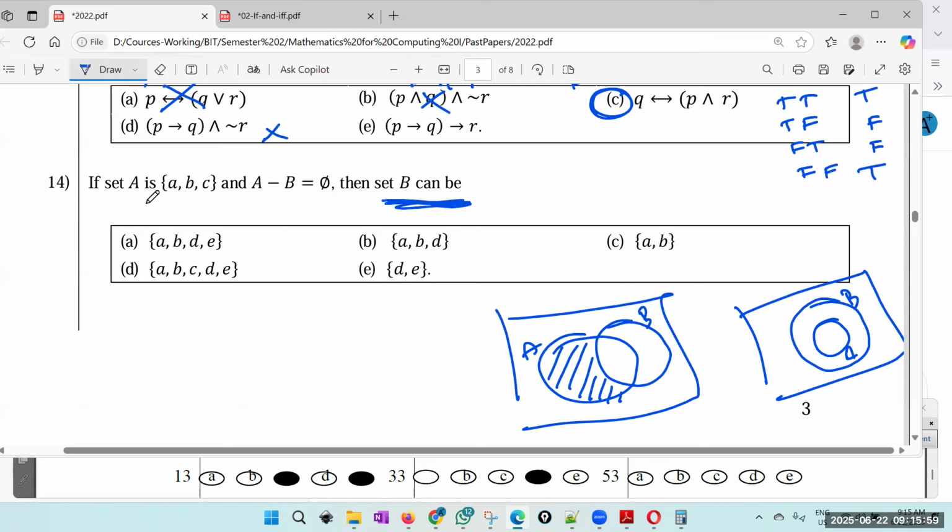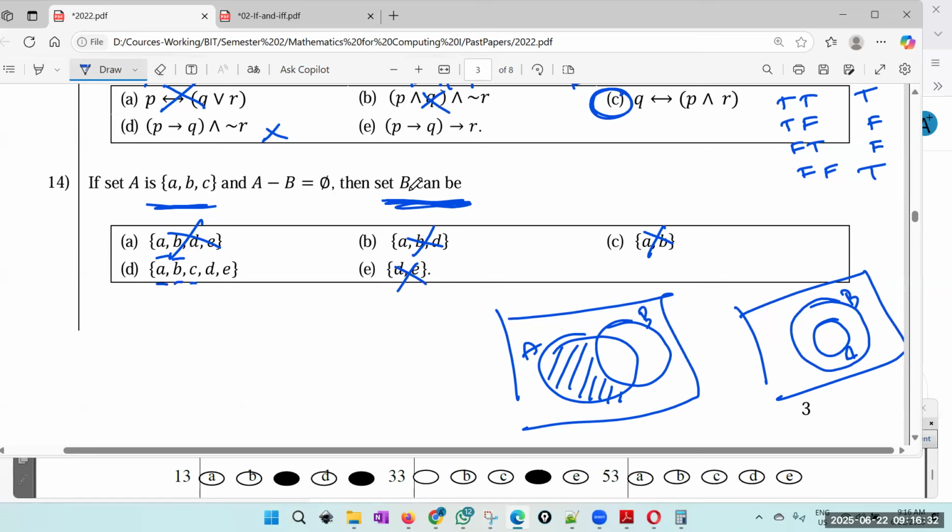So we have A, which is {a, b, c}. So set B can be {a, b, c} or {a, b, c} and anything else. But everything in A must be in B. Right? Everything in A must be in B. That means definitely your answer must have a, b, c elements. Here c is not there. This is not the answer. C is not there. Not the answer. C is not there. Not the answer. Here a, b, c, all are not there.